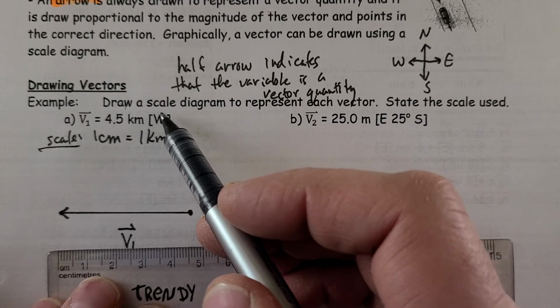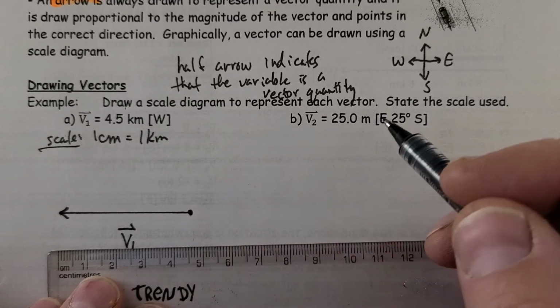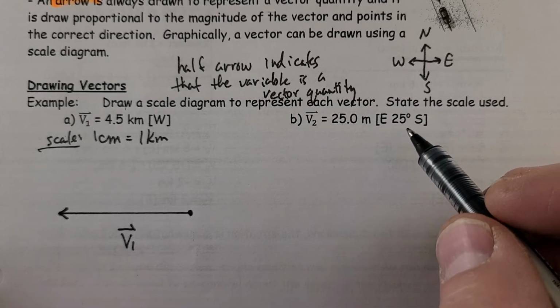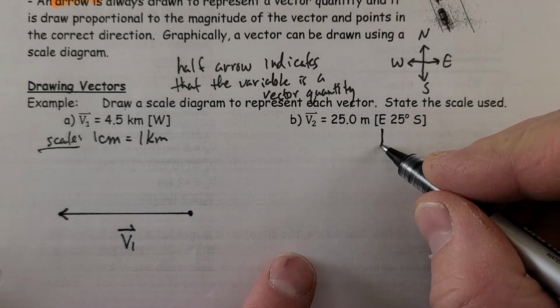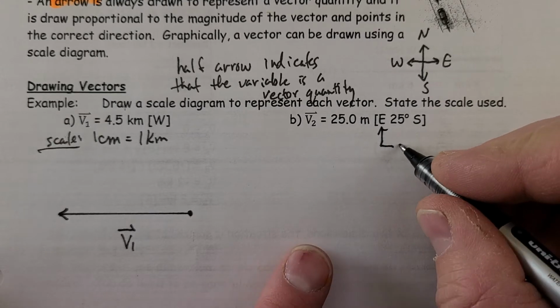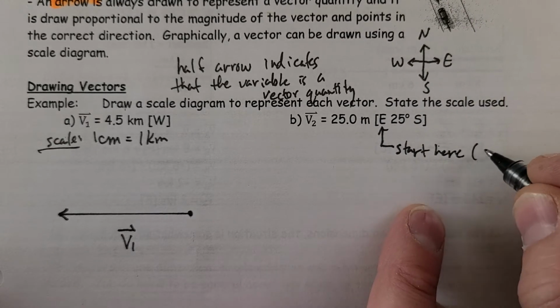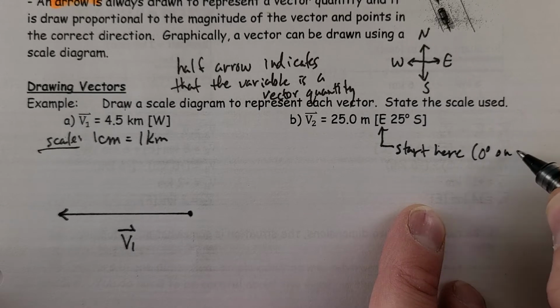So we have our directions enclosed in the square bracket. If I look at this one, it says east 25 south. Now how we interpret that is that we start here. So that's going to be 0 degrees on the protractor.